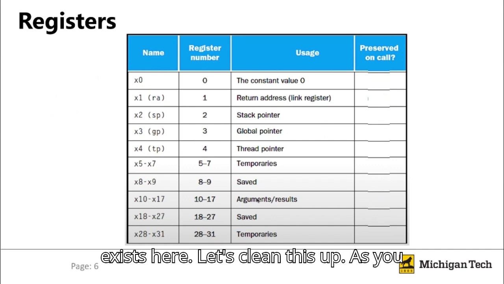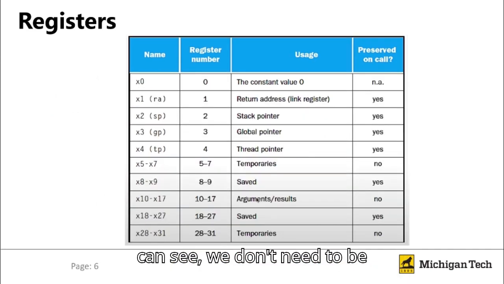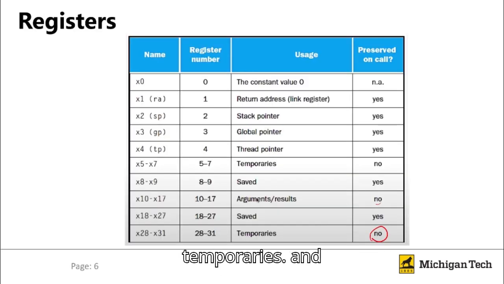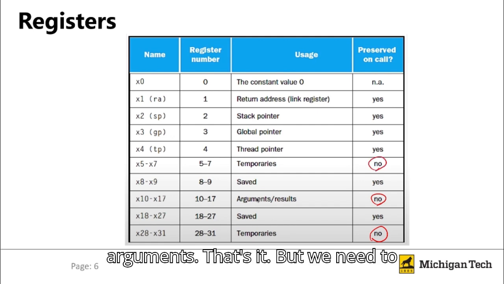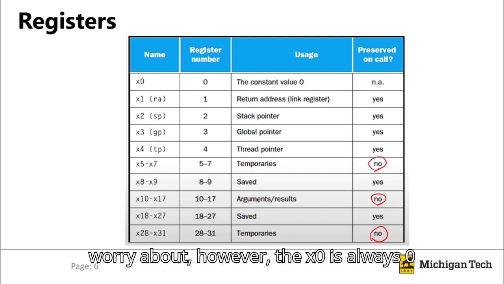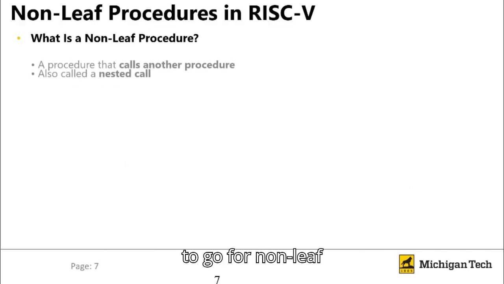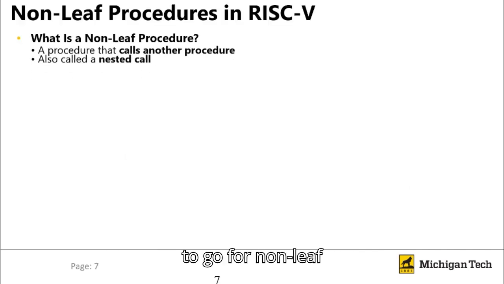Let's clean this up. As you can see, we don't need to be worried about temporaries and arguments. That's it. But we need to worry about X0, which is always 0 and never changes. Okay, so now it's ready to go for non-leaf procedures.